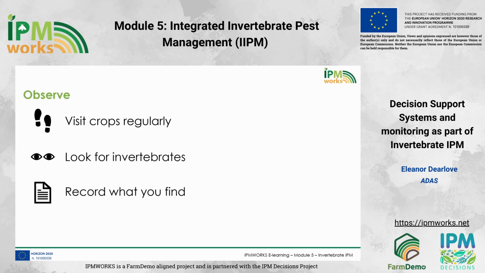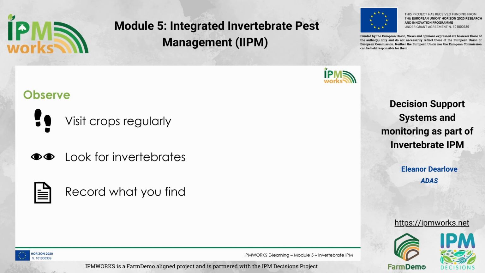Regular crop walks are an invaluable way of carrying out general observations. The risk that pests present can be dependent on the growth stage and the condition of the crop, as well as the presence of other pests and beneficial natural enemies. In-field observations should be complemented with information from regional observation networks and decision support systems where available.